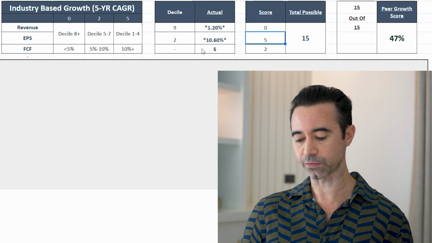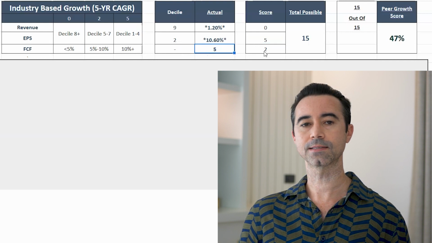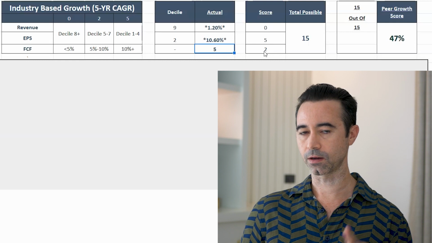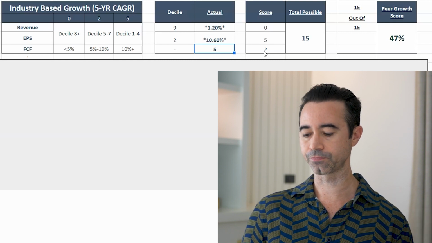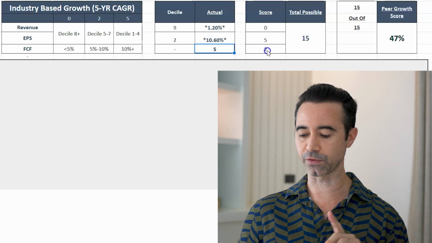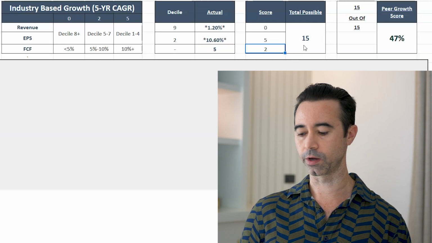Nice. The free cash flow, I like this to be higher than 10%. This is not quite there. I'm going to go through free cash flow in a second because we need to make some adjustments to figure out the discounted cash flow. So we get a 2 on this one.